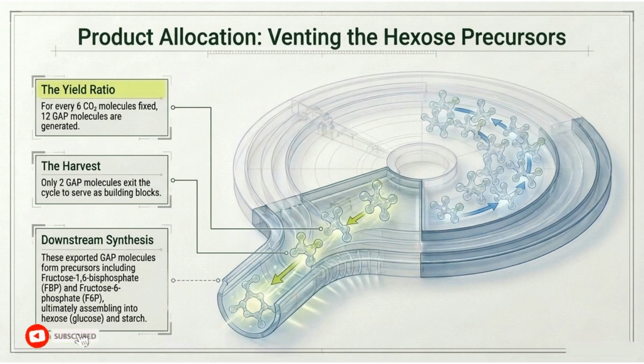Next is product allocation, governed by a strict yield ratio. For every 6 carbon dioxide molecules fixed, 12 GAP molecules are generated. However, only a harvest of 2 GAP molecules exits the cycle to serve as building blocks. These exported molecules form hexose precursors, ultimately assembling into glucose and starch.